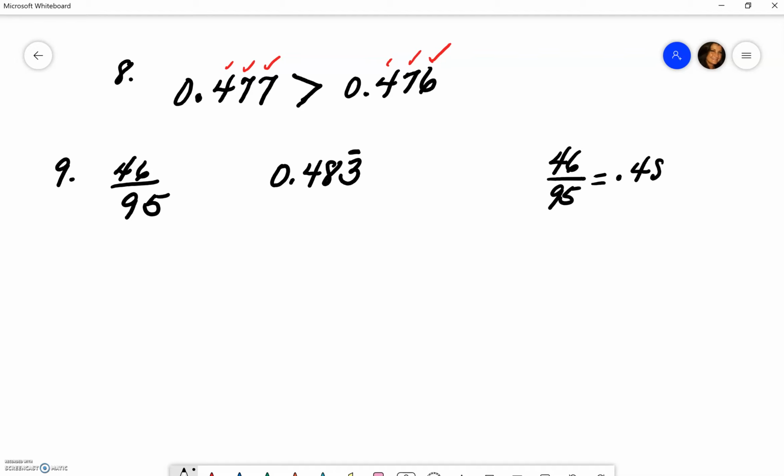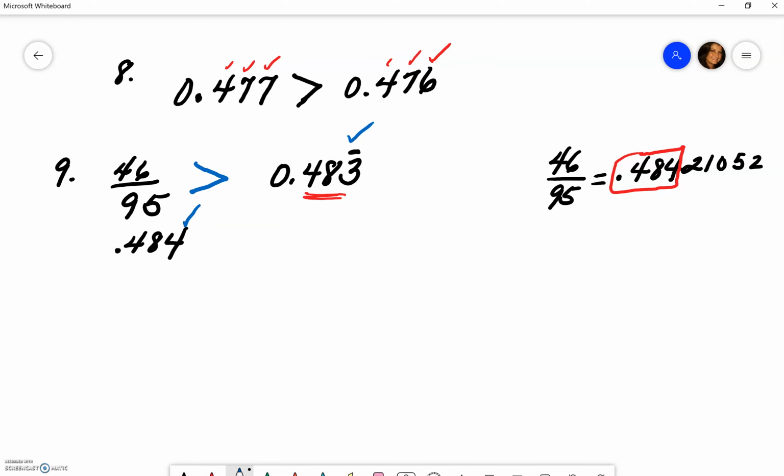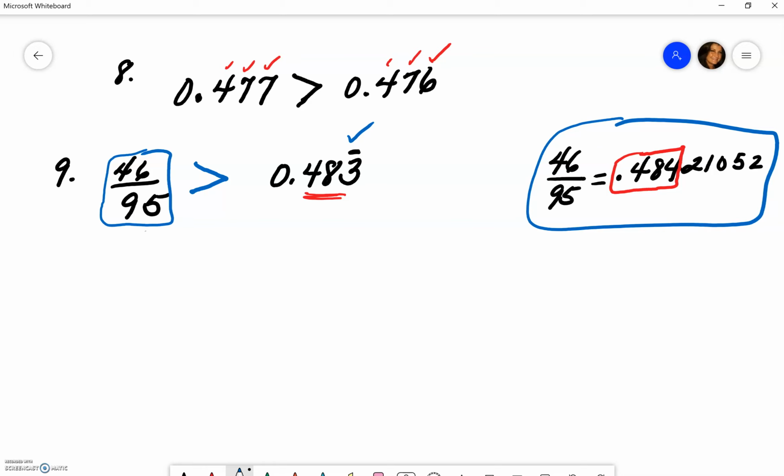And we have 0.484, like 21052, whatever. But looking over here, we only have 3 digits. So we only need to be focused on these 3 digits here. So you can see those digits actually are, this is represented as 0.484. And we can see the last digit, this is a 4, this one's a 3. So we can see that this is greater than. So that's all you have to do there, is just make sure that you convert this into decimal form by plugging it into the calculator, and then you can do an evaluation.